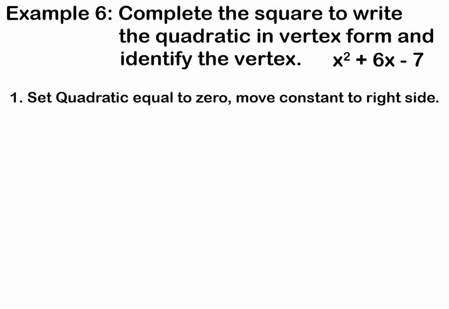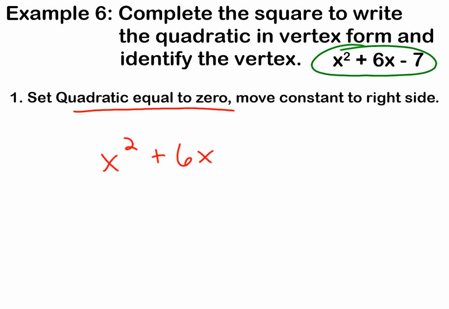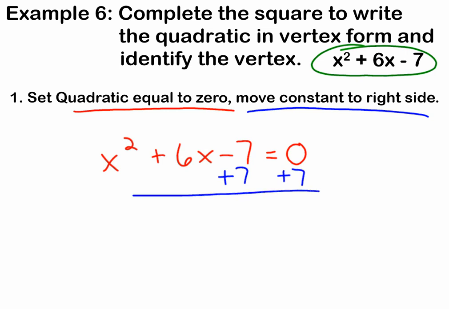On example 1, we have the quadratic in standard form, x squared plus 6x minus 7. Well, the first thing I need to do is set it equal to 0. So x squared plus 6x minus 7 equals 0. Then I'm going to move the constant to the right side. The constant is the number without a variable, which in this case is negative 7. So I'm going to add 7 to both sides. That gives me x squared plus 6x equals positive 7.